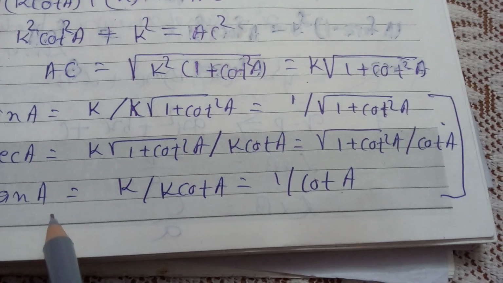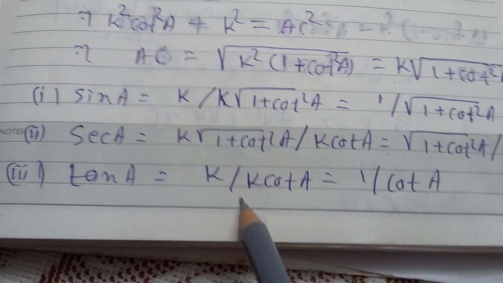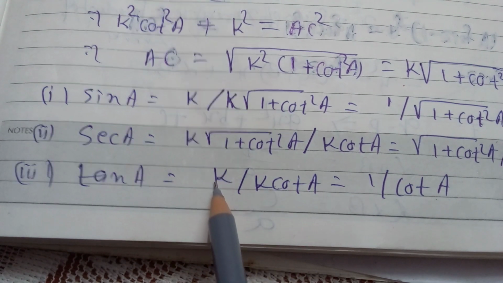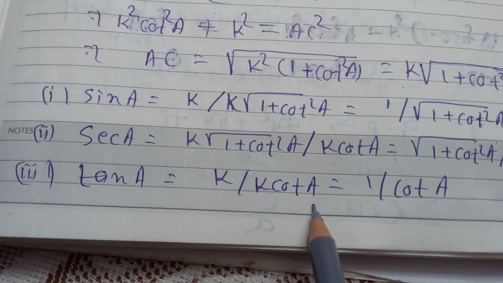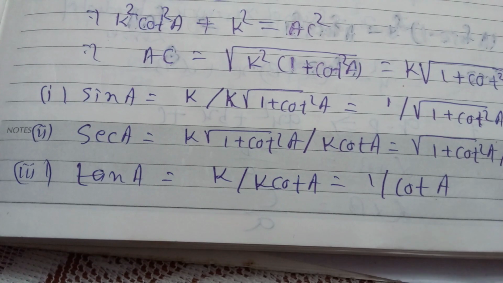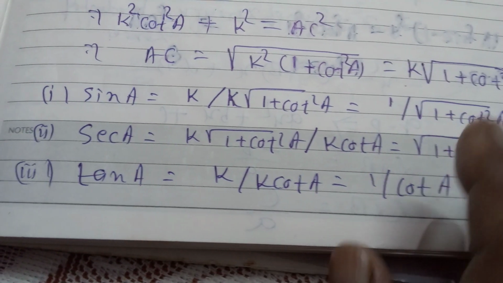And tan A equals P by B. So P equals k and B equals k cot A. K cancels and 1 by cot A. Understand? Now next question.